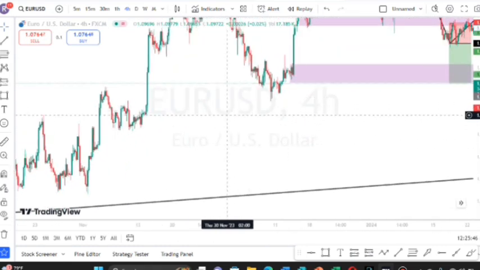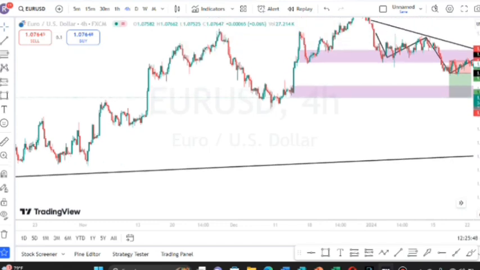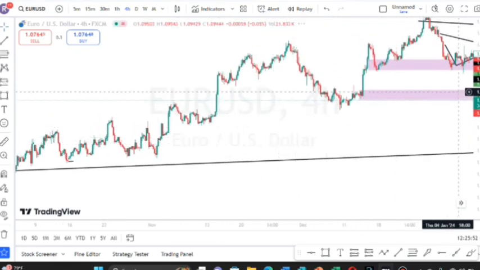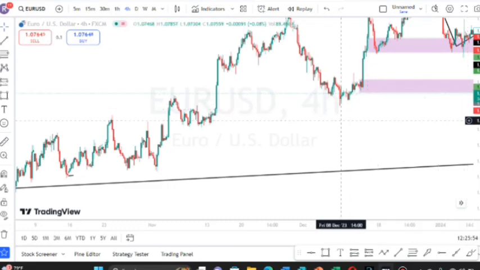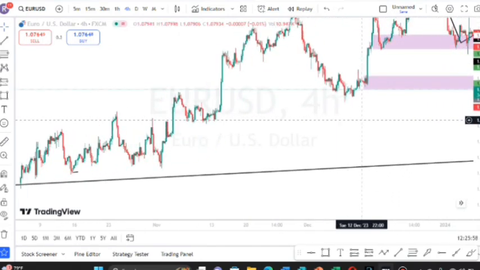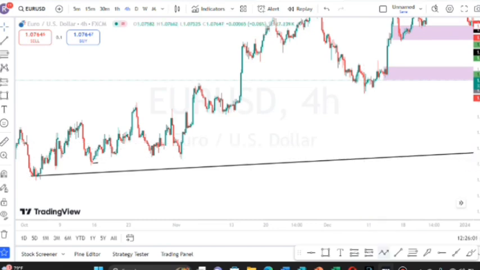Okay, so this is how you could buy and sell, just simply by looking for market structure. Just how you can buy and you can sell in a forex market. So it's very simple and it's everywhere in the market if you observe keenly.